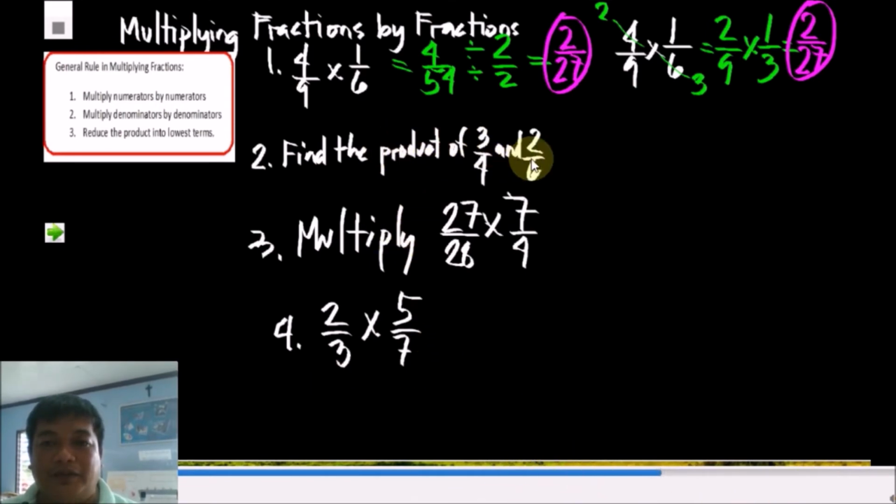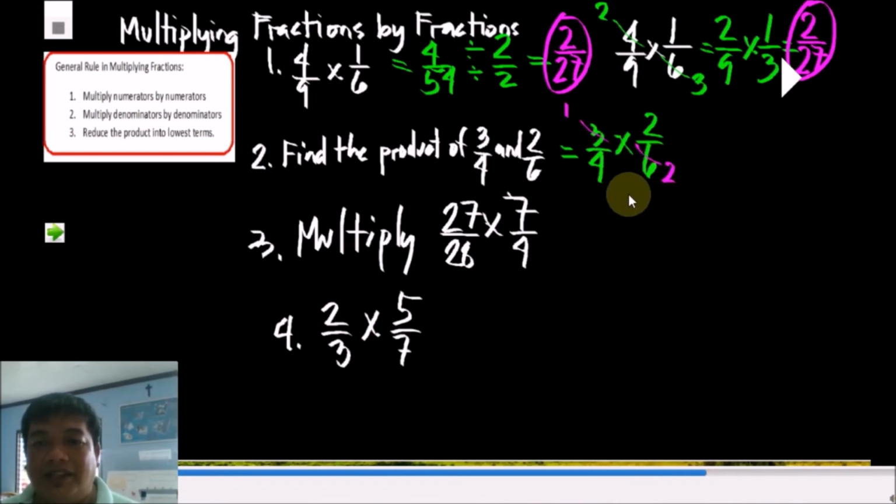Find the product of 3/4 times 2/6. Again, in order to save time and save your work, you cancel first if they have common factors. In this case, 3 and 6 have the common factor 3, and 4 and 2 have the common factor 2. So you cancel 3 and 6 by 3: 6 divided by 3 is 2, then 3 divided by 3 is 1. Next, cancel 4 and 2 by 2: 4 divided by 2 is 2, and 2 divided by 2 is 1.